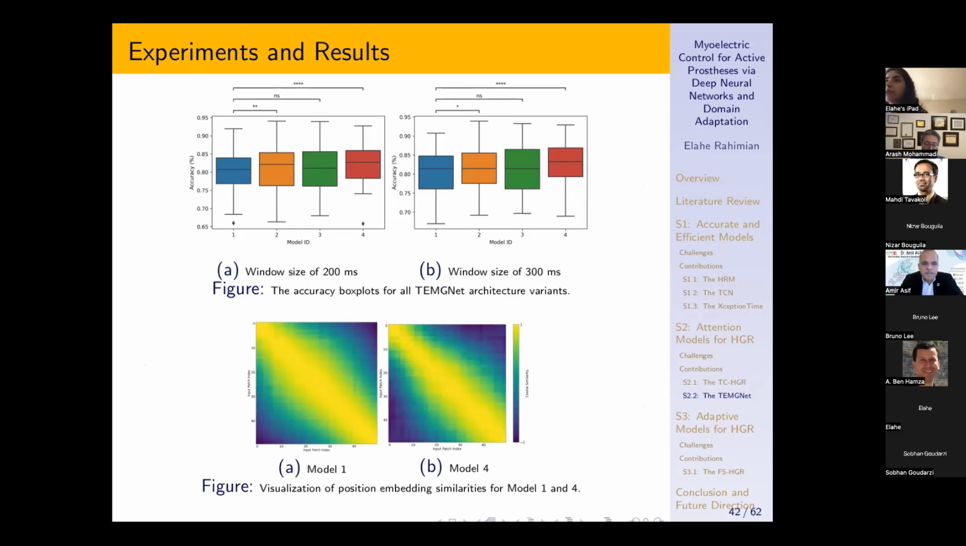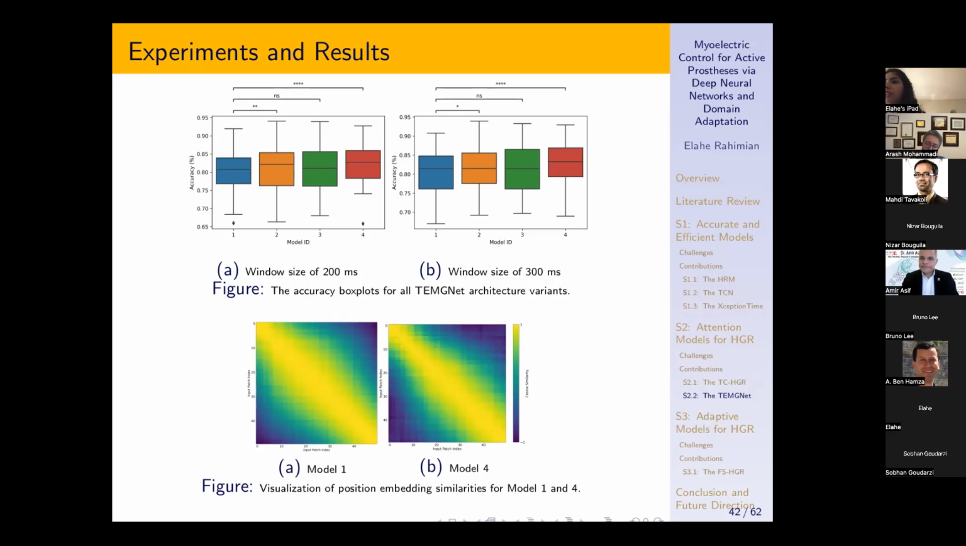And here again, we provide the statistical analysis in the first figure. One of them is related to window size 200 milliseconds, and another one is related to the window size of 300 milliseconds. In both of these sub-figures, we can see that there is no statistical difference between model ID1 and model ID3. Actually, model ID3 is related to the case when we increase the layers. So it means that it is better to pick model number 1 because it has a lower number of parameters.